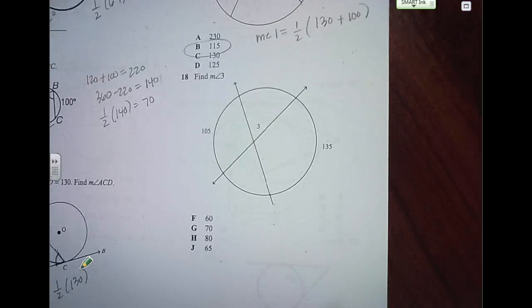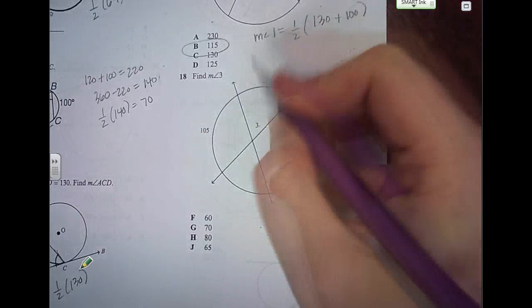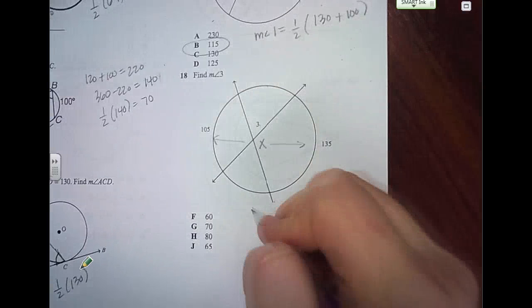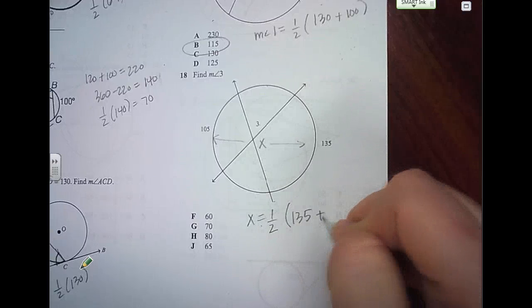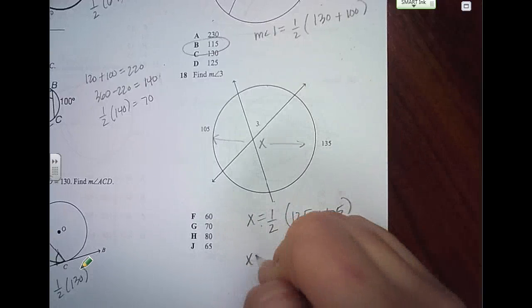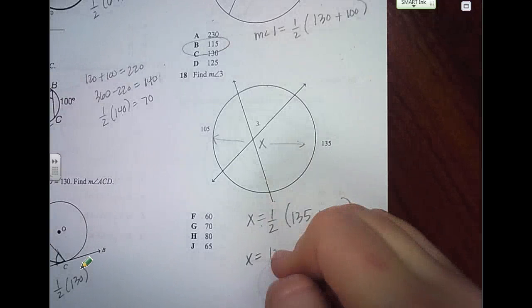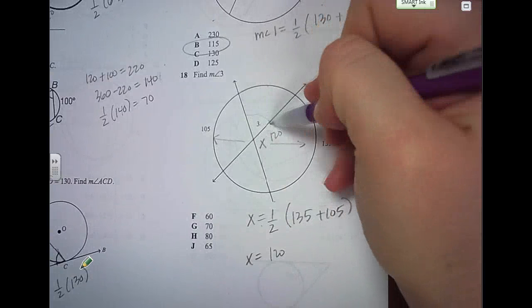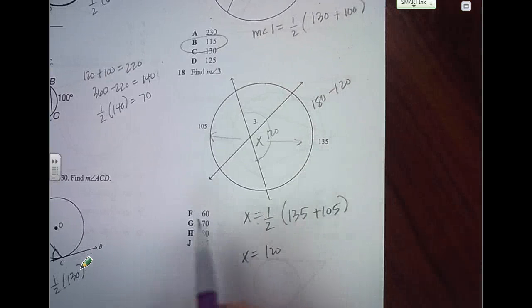Number 18, so similar to 17, but I have this angle 3 here, and I don't know the corresponding arc. So instead, let's call this angle x and find that first. If I find x, it's the same as above, 1/2 times 135 plus 105, which is 120. And then, because this is a straight line, I know this whole thing's 180. So I do 180 minus 120, which is 60.